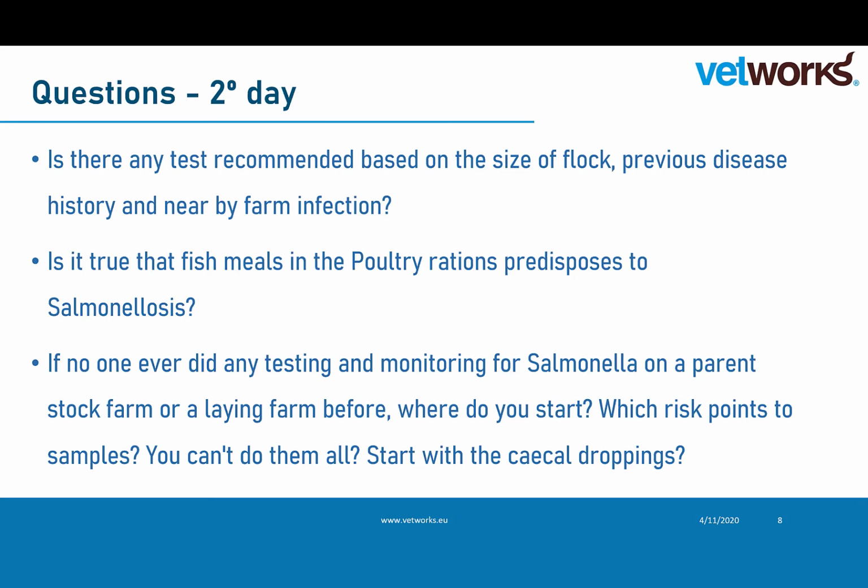If no one ever did any testing and monitoring for Salmonella on a parent stock farm or a laying farm before, where do you start? Which risk samples can you take, or do all of them? Start with cecal droppings. I would say that you start at farm level. If you don't have any history, you will start at farm level, first of all, to know if you have a flock that is positive or not. And then from there, you design your monitoring program. But I think the first part would be the farm, and then go upstream to the hatchery, eggs, breeders, feed mill. But I would start with cecal droppings at farm level, yes.